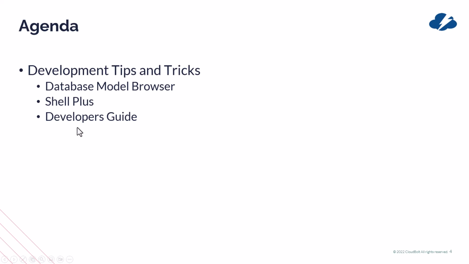And then finally, we'll go into a newer release that we have at CloudBolt in our documentation, which is our developer's guide, which helps developers as they get started with developing in CloudBolt. It walks you through some of the common constructs and explains things in a little more detail than the standard administrative documentation does. So these are the three main things that we're going to cover as part of the video today. Let's go ahead and get started.